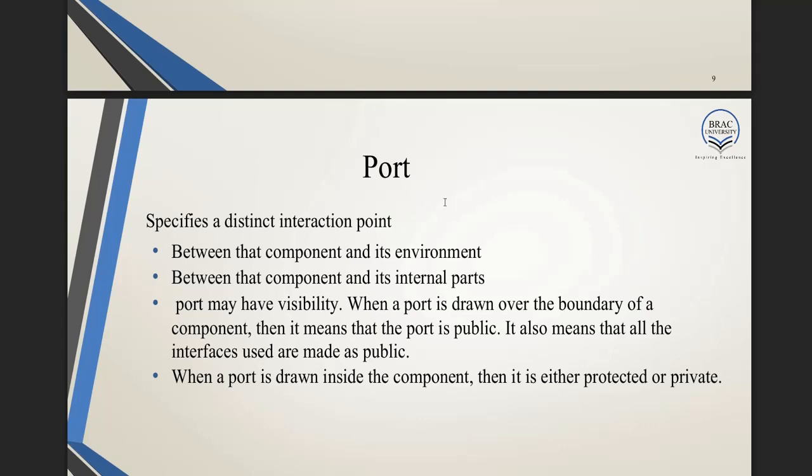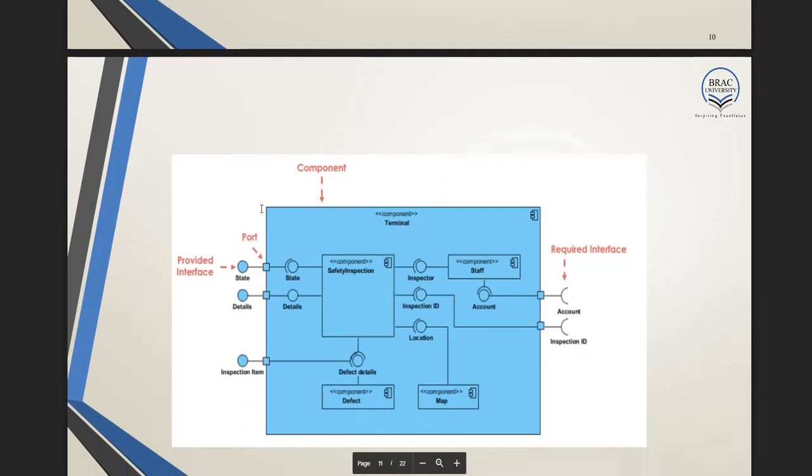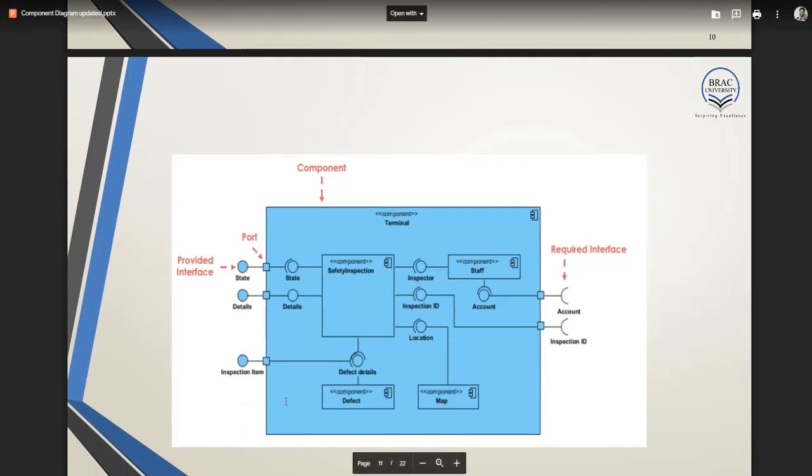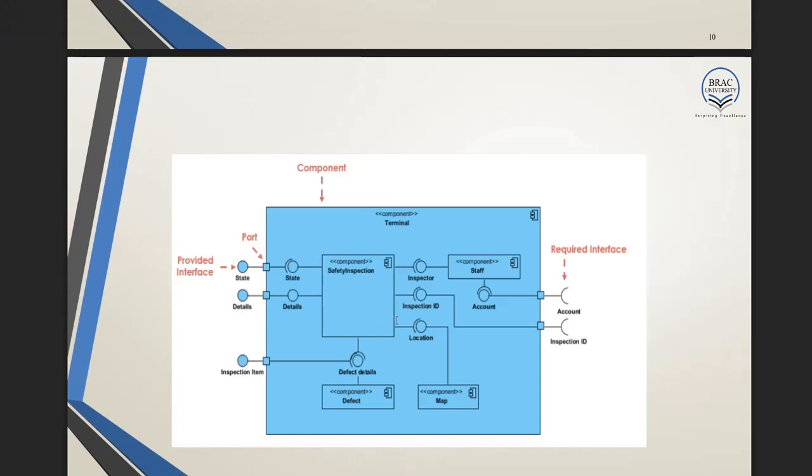So to better understand, let us look at a diagram. This is a component, and inside this component there are multiple subcomponents. This is also possible. A component may have multiple subcomponents within itself. And over here, this is the port, which is basically an extension point, or we can say the interaction point for an interface. When an interface needs to be extended outside the component, then we use port to connect an interface to its outer environment.